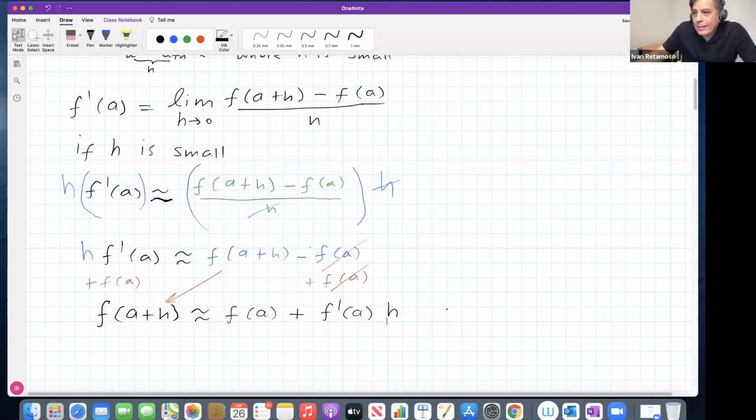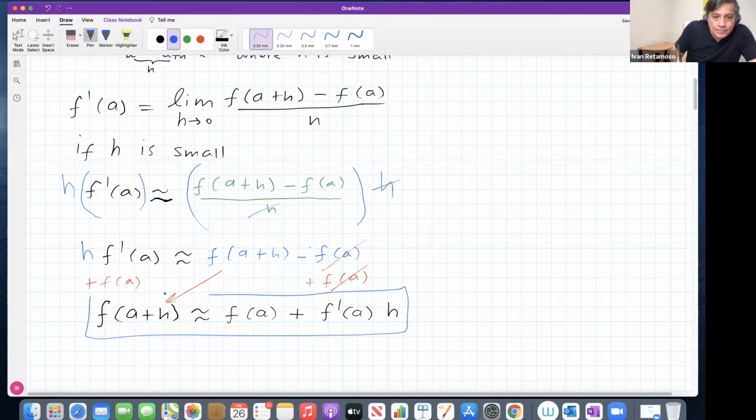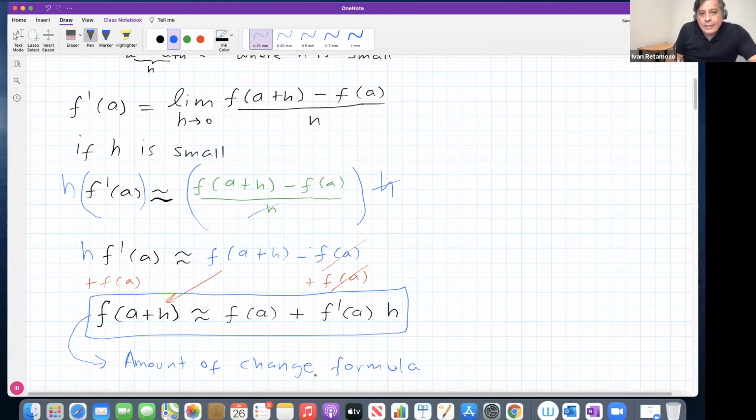Yeah, very good. This formula, which is an approximation and works when h is small, is called the amount of change formula. It's very useful, guys. You may ask, why, professor, is it useful? Well, for example, suppose you are the CEO of a company dealing with production, and somehow you have a function that controls your cost.